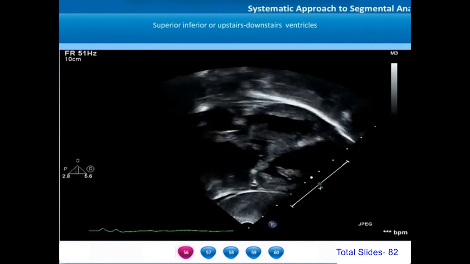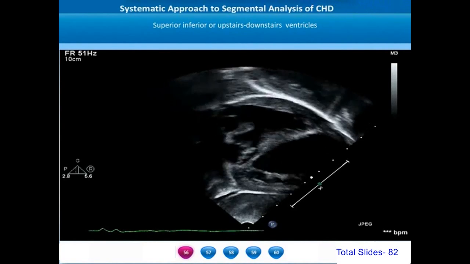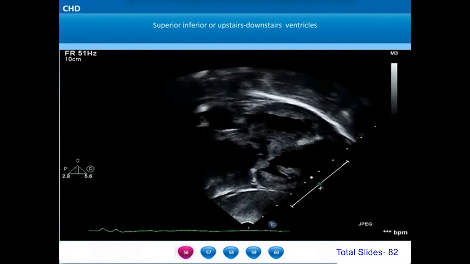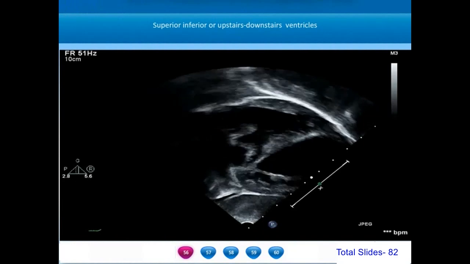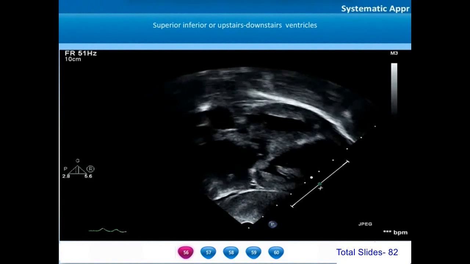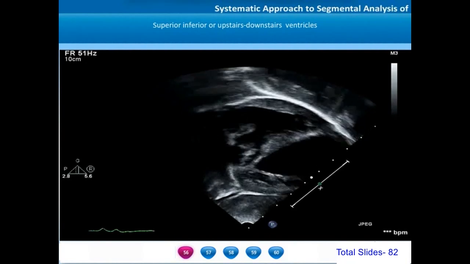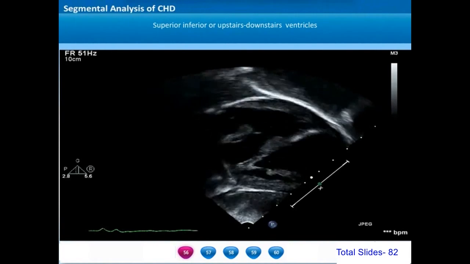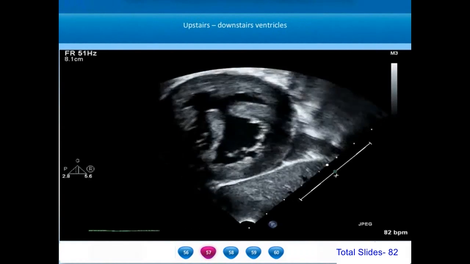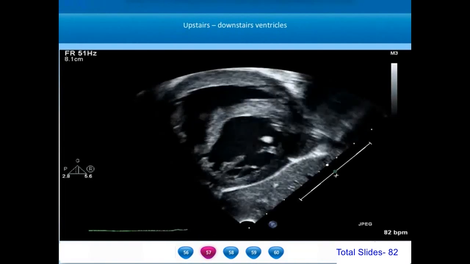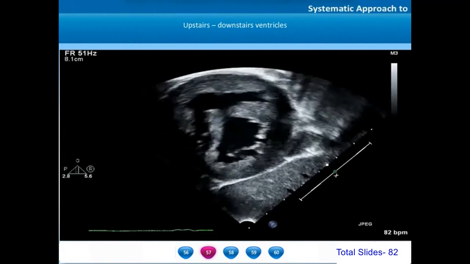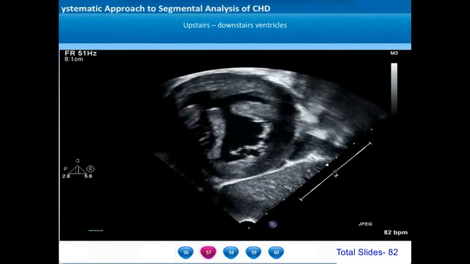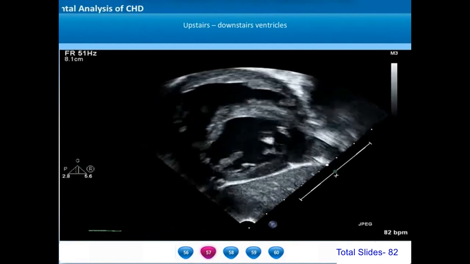In some of the abnormal hearts, the ventricular mass can be located in superior and inferior planes. They will be referred to as upstairs, downstairs ventricles. In the subxiphoid coronal plane sweep, we can appreciate the morphological right ventricle located superiorly and the morphological left ventricle located inferiorly. On a subxiphoid short axis view, we can appreciate that one of the ventricular masses is located superiorly and the other ventricular mass is located inferiorly on the diaphragm, indicating a superior-inferior ventricular relationship or upstairs-downstairs ventricles.